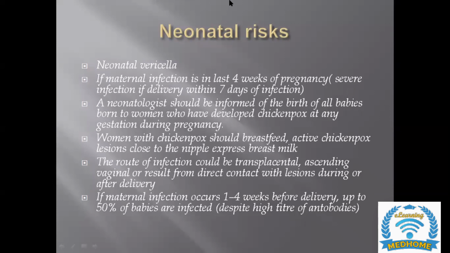So now we will discuss the neonatal risk. First of all we discussed maternal risk, then fetal risk, and now we are discussing neonatal risks. What is a neonate? A neonate is a newborn baby, up to 28 days. Yes, a 28 day born baby.